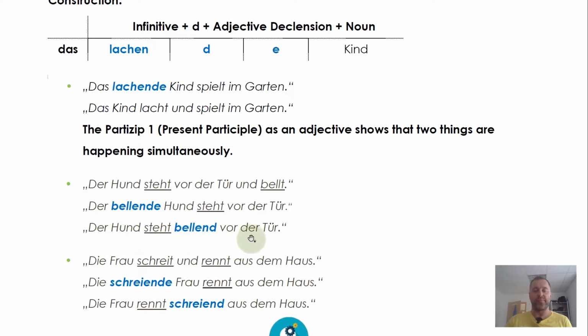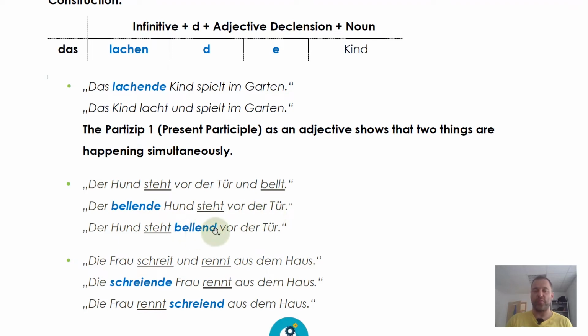Der Hund steht bellend vor der Tür. So the dog stands barking in front of the door. I'm not a native English speaker, but I think this sounds weird in English. If it doesn't, okay, but I would say in English, the barking dog stands in front of the door. So this version, or maybe this one, the dog barks and stands in front of the door. But this is the best version in English, and so it is in German.